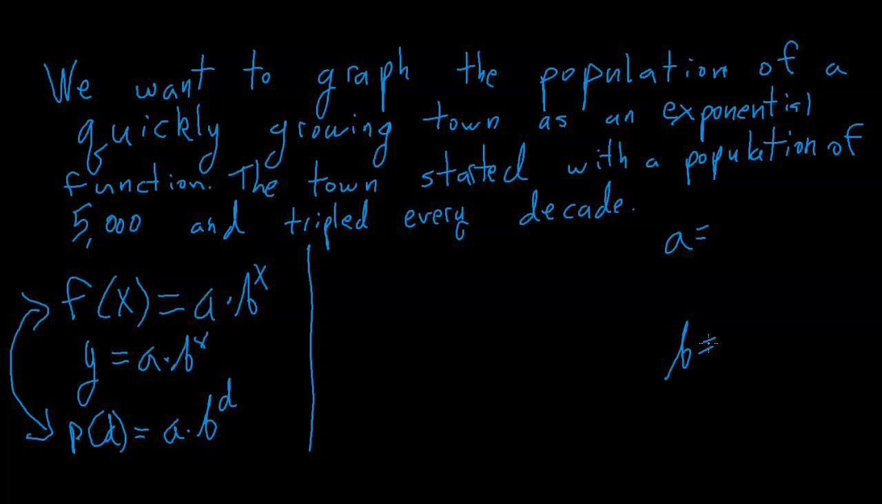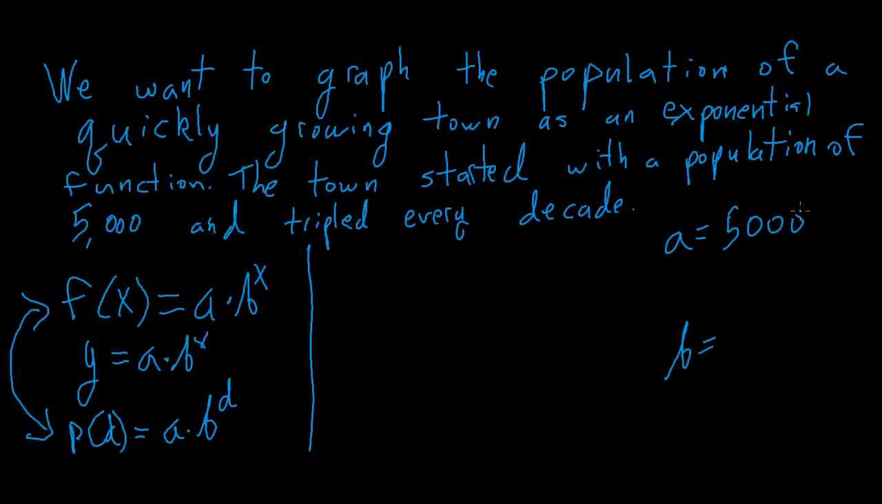Well, what are we told? We're told that the town started with a population of 5,000. What that means is the initial value of this exponential function is 5,000. Does it make sense to everyone that if we're trying to model the population of a town, and we say it starts at 5,000, that means the initial value of our function is 5,000, right?